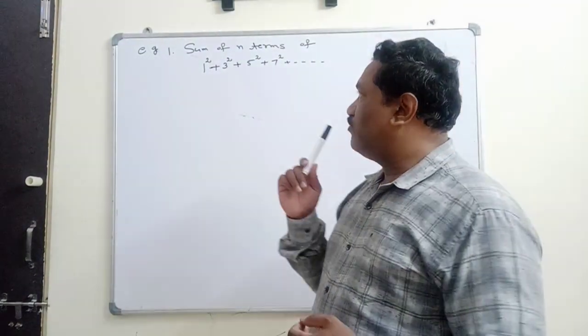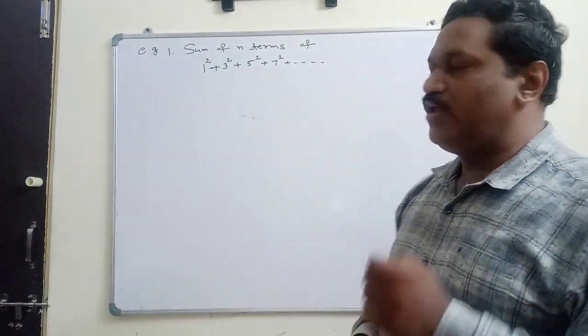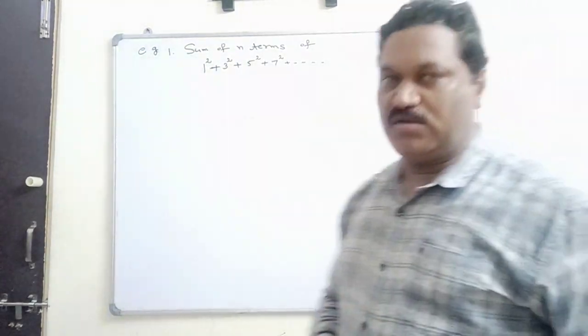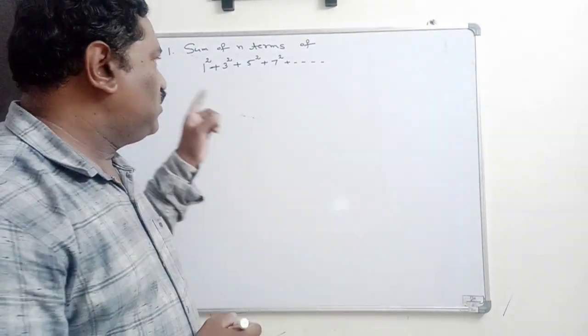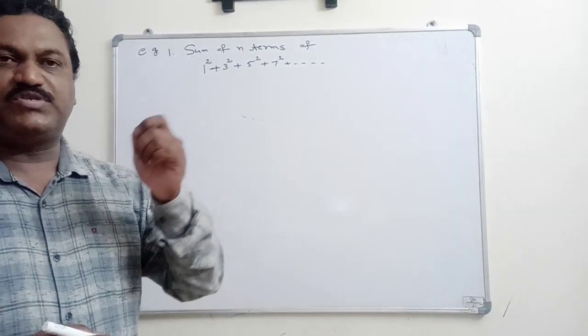Here you can observe that I want to find the sum of the n terms of the series, that is 1 square plus 3 square plus 5 square plus 7 square and so on. So here we don't have the direct formula for this because all these are odd number whole square terms.